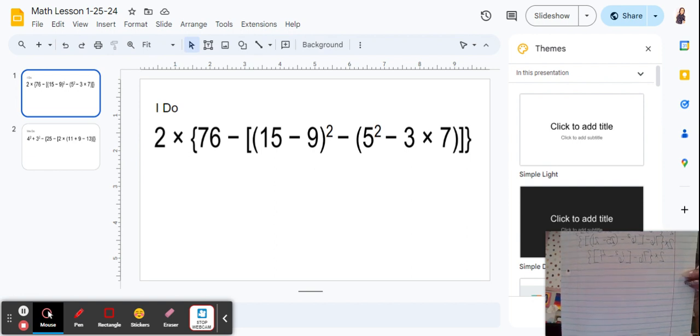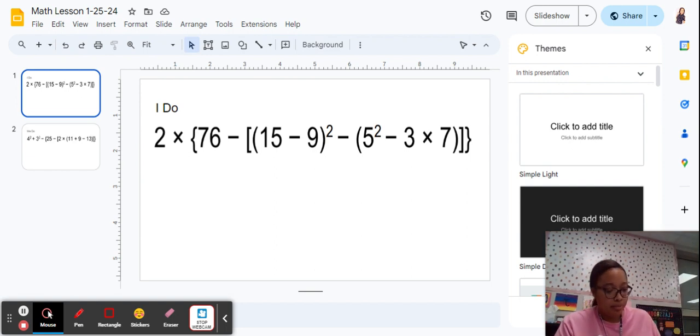Okay. So now I see another grouping symbol and I have my brackets and I know that goes next. And within my brackets, I have an exponent. So I'm going to go ahead and do 6 to the power of 2, which is 6 times 6, and I know that equals 36.